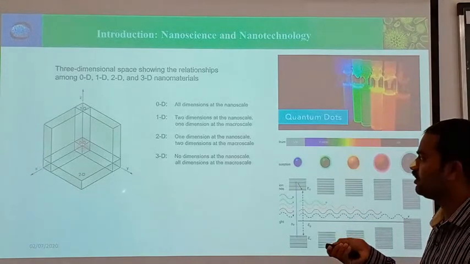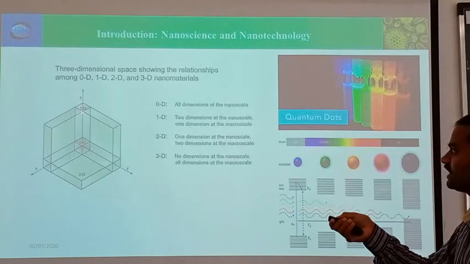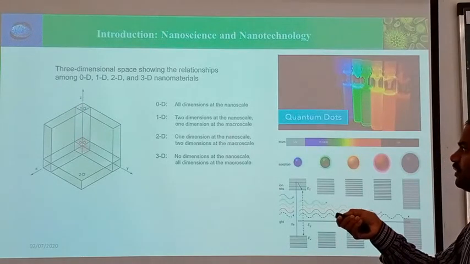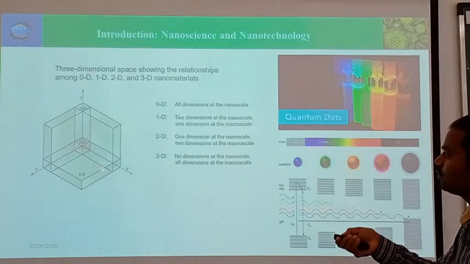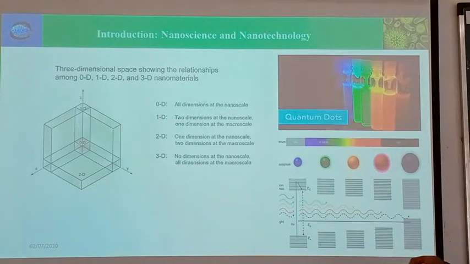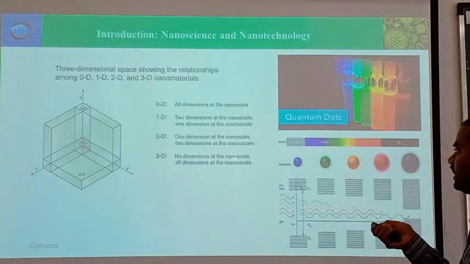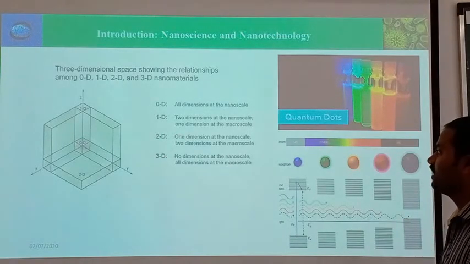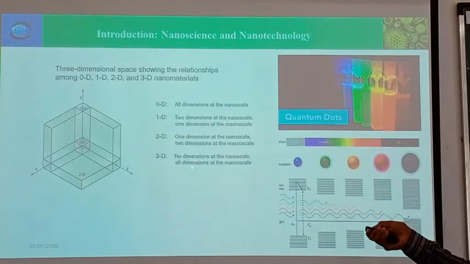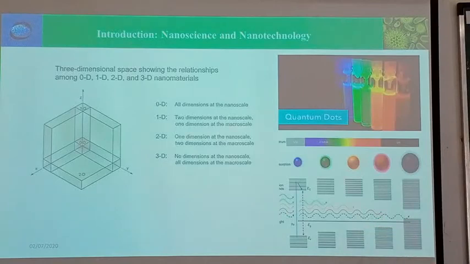Now in this figure you can find 1 dimensional: this is only allowed in the z axis and the other 2 dimensions are very small. In the case of a 2D material, only a single thickness is in the nanometric range. That's why it is a 2D material. In 3D, no dimension is at the nanoscale, all the dimensions are at the microscale. That's why we can easily distinguish between zero-dimensional, 1-dimensional, 2-dimensional and 3-dimensional materials.